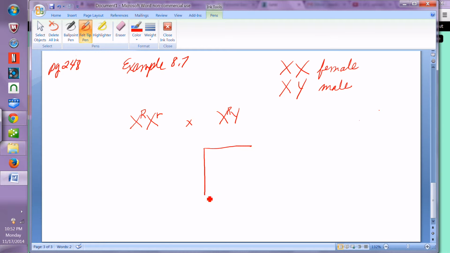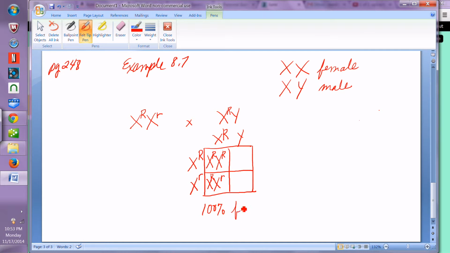And so this is what our cross is going to look like. And we can set up a Punnett square. And we usually put the father across the top and the mother down the side. And we put our superscripts. And it follows the same principle as other Punnett squares, except we're also going to know if it's male or female. This one's female. And both of those females are going to be red-eyed. So 100% of the females are red-eyed.